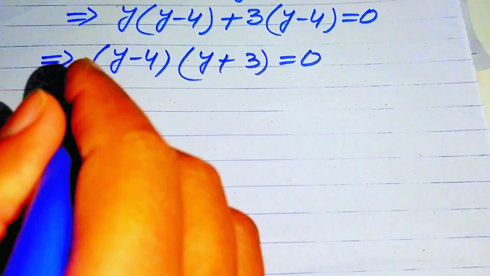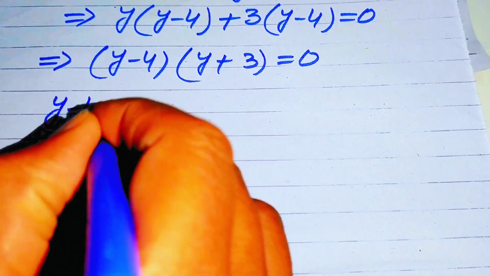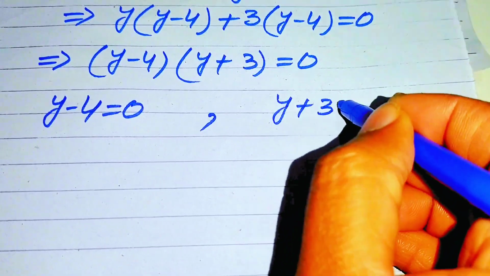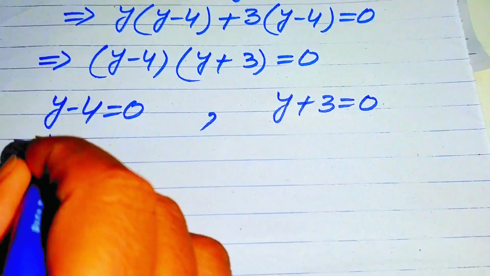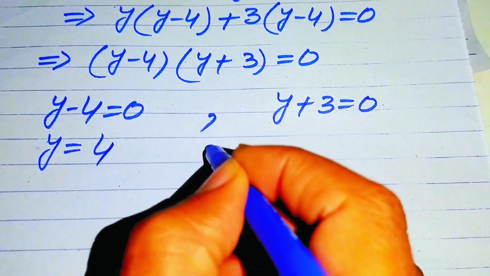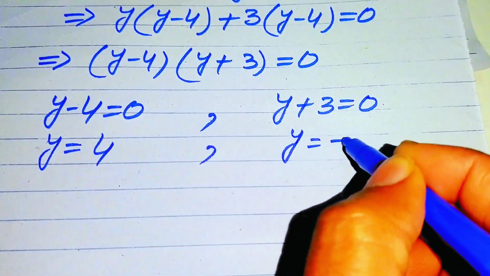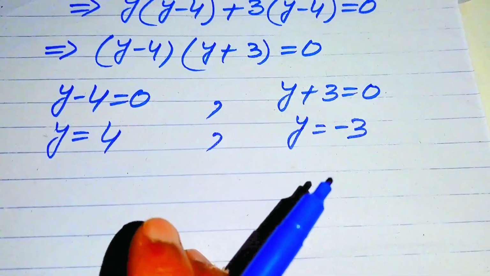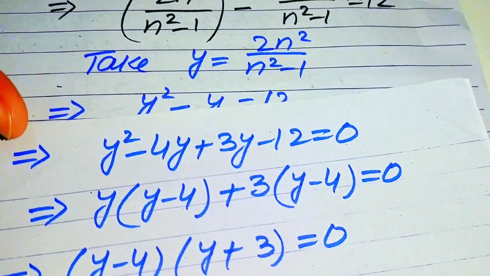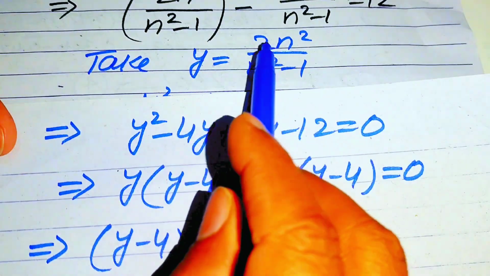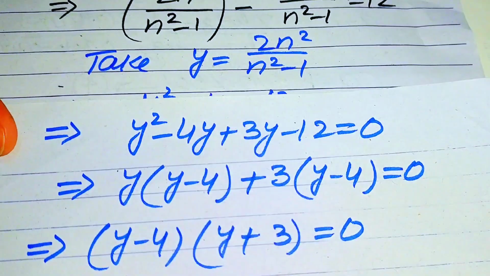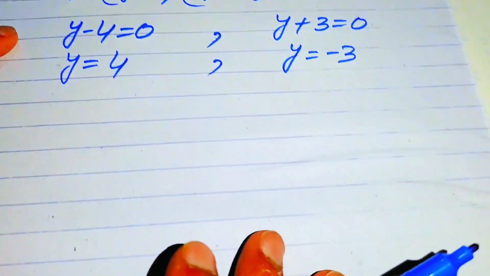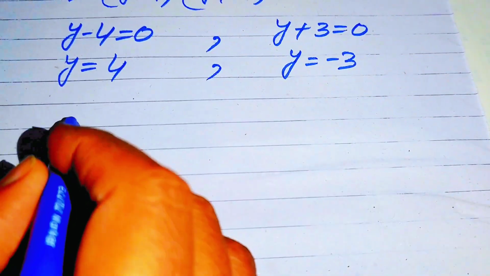So here we have two cases. In the first case we write y minus 4 equals 0, and in the second case we write y plus 3 equals 0. Here we get y equals 4, and y equals minus 3. Now we back substitute the value of y, where y equals 2n² over n² minus 1, in both of these cases.